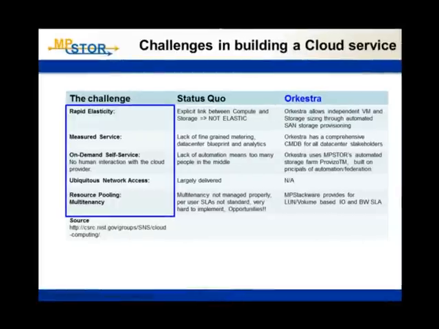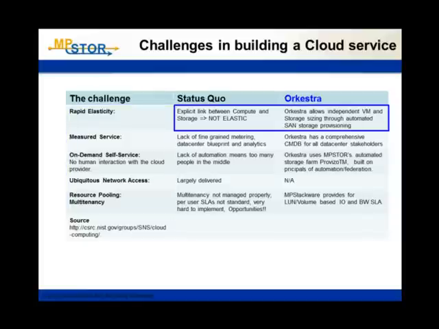If we look at the challenges in building a cloud service, you can see that the NIST.gov website lists out a number of challenges, such as rapid elasticity, measured service, on-demand self-service, etc. And if we look at the status quo, not all of those challenges are met. But with Orkestra, we've improved upon the status quo. So on the issue of rapid elasticity, we allow independent virtual machine and storage sizing for that virtual machine by using our automated SAN storage provisioning.